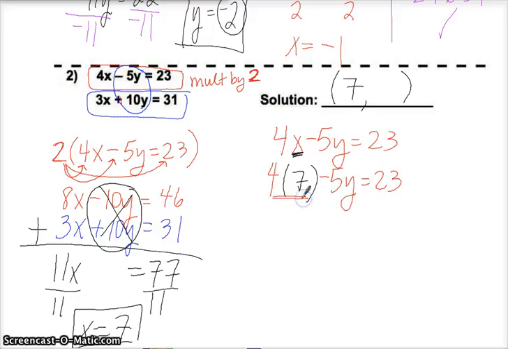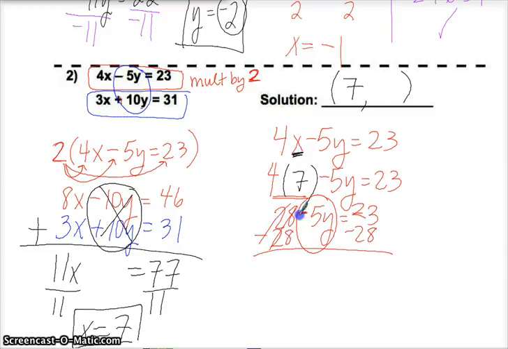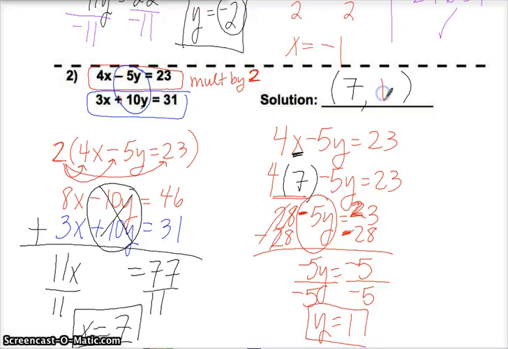I multiply this out. 4 times 7 is 28. 28 minus 5y equals 23. I have to move the 28 over to the other side, so I subtract 28 from both sides. I bring down, notice this minus sign in front, so it's a -5y. And 23 minus 28 gives me -5. So now I divide each side by -5, so I get y equals +1. So again, my solution is 7, 1.